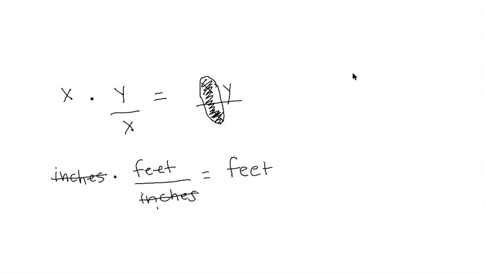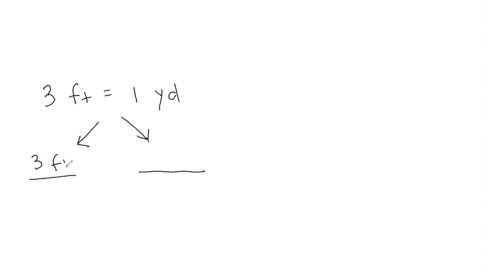Let me show you another example. Okay, so we did inches to feet. Let's do feet to yards. So 3 feet equals 1 yard. So we can make 2 conversion factors, right? I'll let you think about what those are for a second. So one of them will have the feet on top. The other one will have the yards on top.